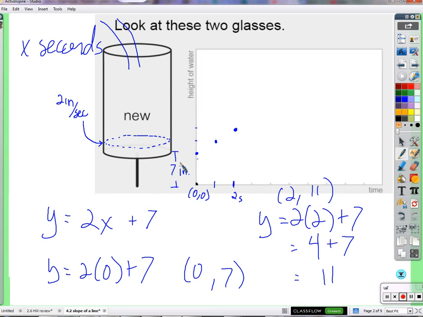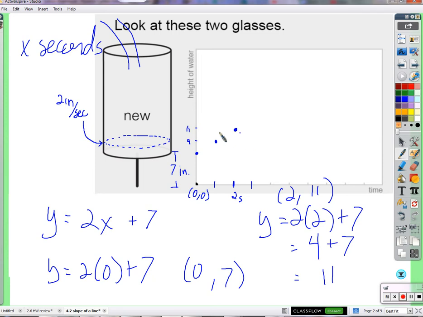Well, if this is 7 and this goes up 2, then that's going to be 9, right? And if it goes up 2 more, that'll be 11. And that's what we found when we plugged 2 directly into the equation. Okay, let's go to second number 3. That's 1 second later. 1 second later, what happens to the water? It goes up 2 inches.